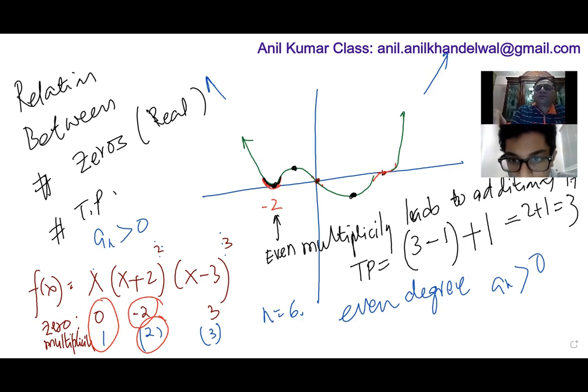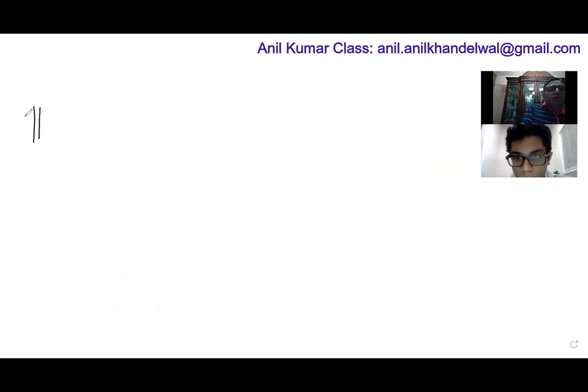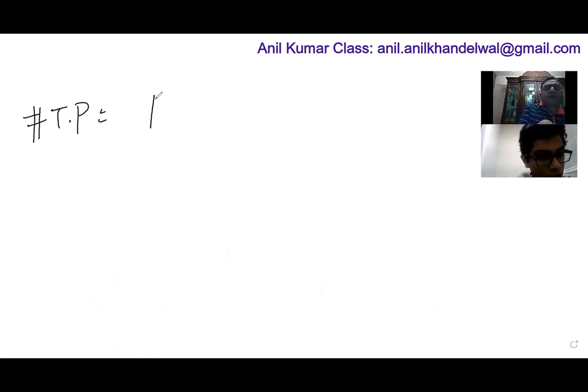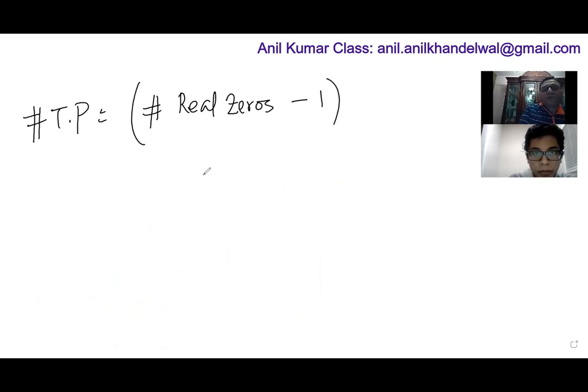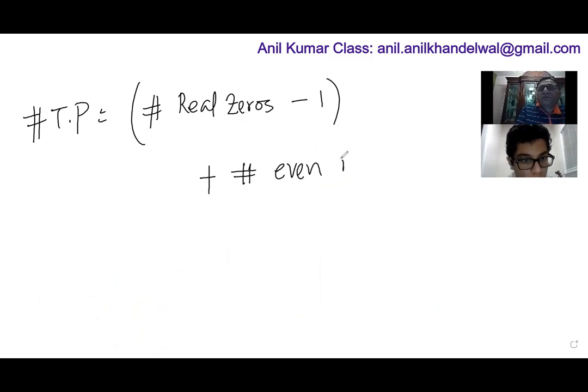Let me summarize this. So the number of turning points I could always write as the number of real zeros minus 1 plus the number of even multiplicity zeros.